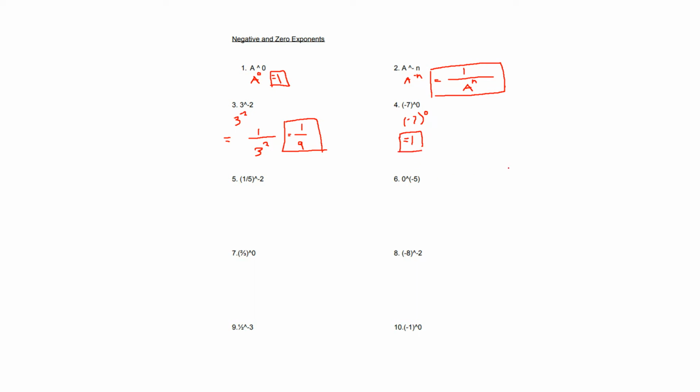Okay, let's do number 6 here. It's 0 to the power of negative 5. And this is kind of a trick question because this can't happen, right? It's 0 to the power of something. 0 to the power of 2 is just 0. But this is just 0.